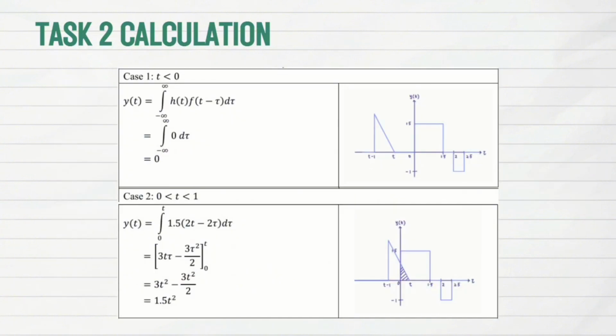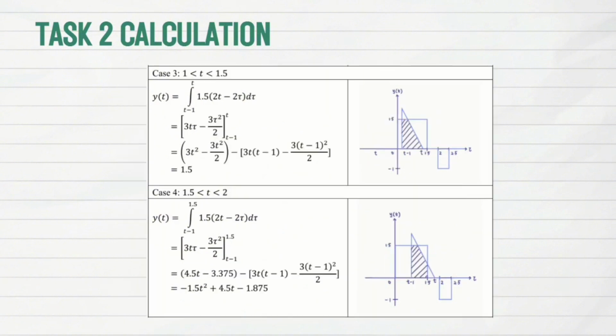For case 1, t is smaller than 0. y(t) will be 0 as there is no overlap between the two signals. The next one, case 2, is t smaller than 1 but bigger than 0. Signal f(t minus tau) is shifted to the right before 1, and the limit of the integral becomes t and 0. The value of y(t) calculated is 1.5 t squared.